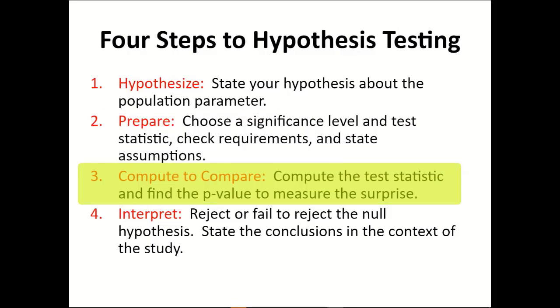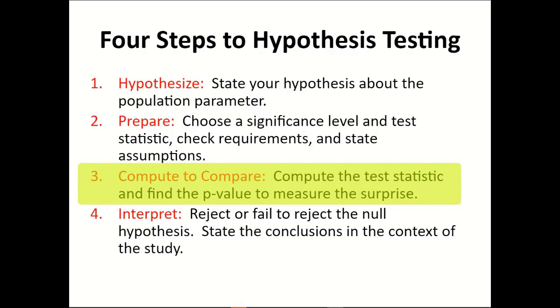In this step, you are going to calculate your Z obtained using the sample information, the population information, divided by the standard error that you calculated for your sample. Once you calculate your Z obtained, you will compare it to the test statistic that you got in the prepare stage, which is called the ZCrit. And also, you're going to compare it with the model that you created.